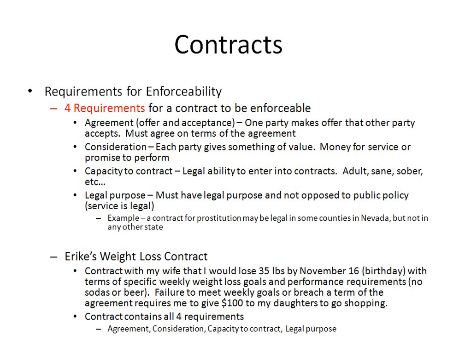Then there's capacity to contract, which is basically, if you're under 18, you can't legally enter into a contract. So you have to be an adult, sane, sober, all those things, in order to be able to sign. And then it must also serve a legal purpose, so it must have a legal purpose and not oppose public policy.